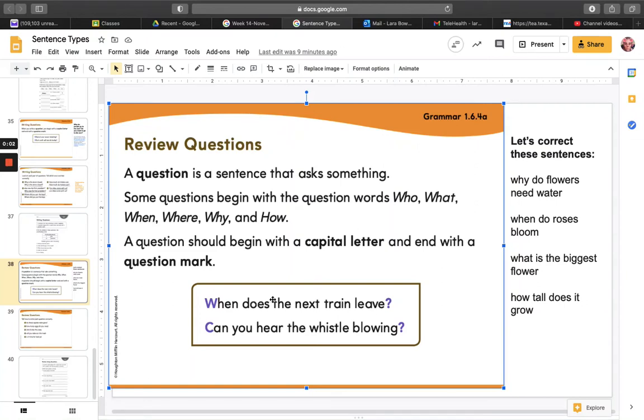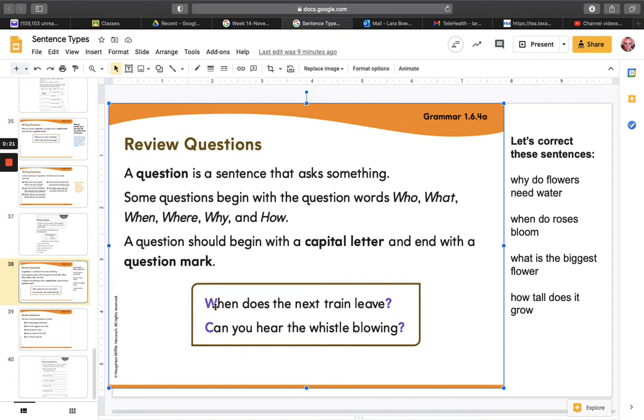All right, so let's review questions. A question is a sentence that asks something. Some questions begin with question words: who, what, when, where, why, and how. A question should begin with a capital letter and end with a question mark.